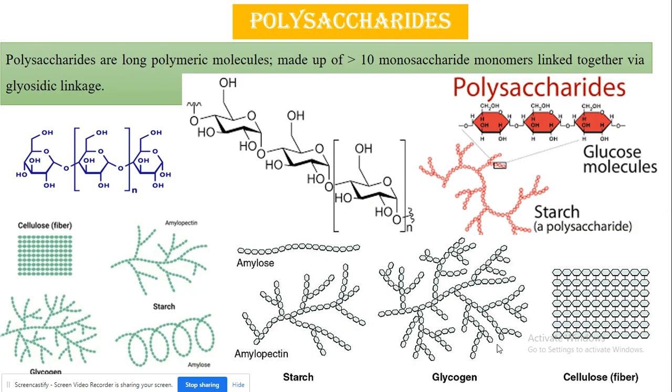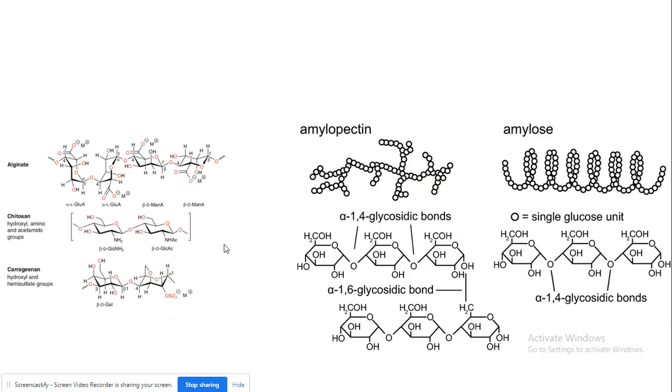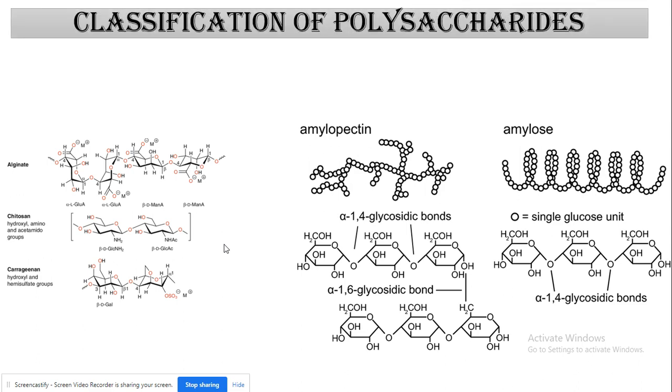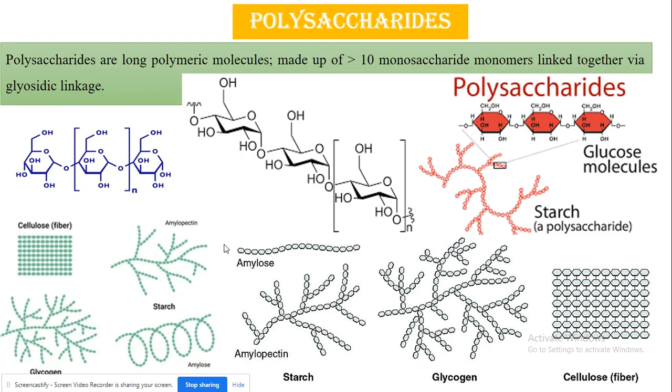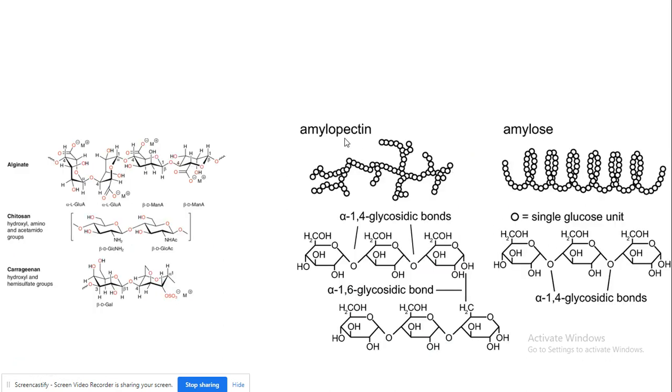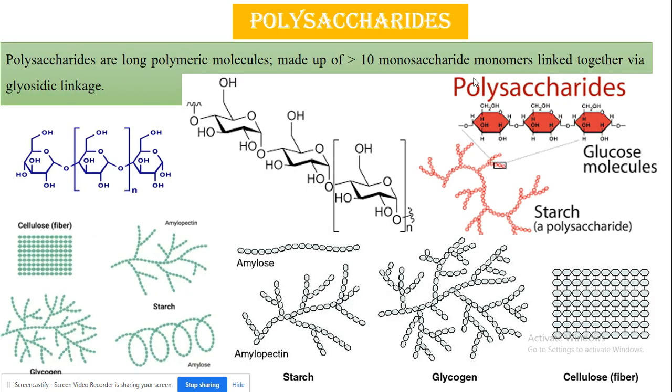So polysaccharides are polymeric molecules. They are made up of more than 10 monosaccharide monomers. These monosaccharide monomers are attached together by glycosidic linkage. If we look at this structure, we see that this is a sequence of monosaccharide units. All of these monosaccharides are attached together by glycosidic linkage.